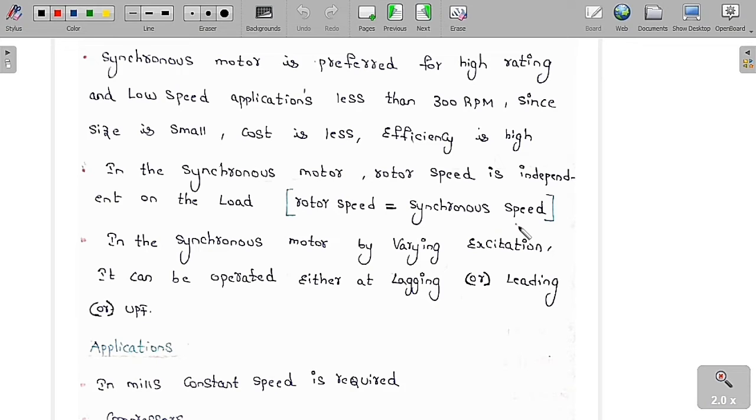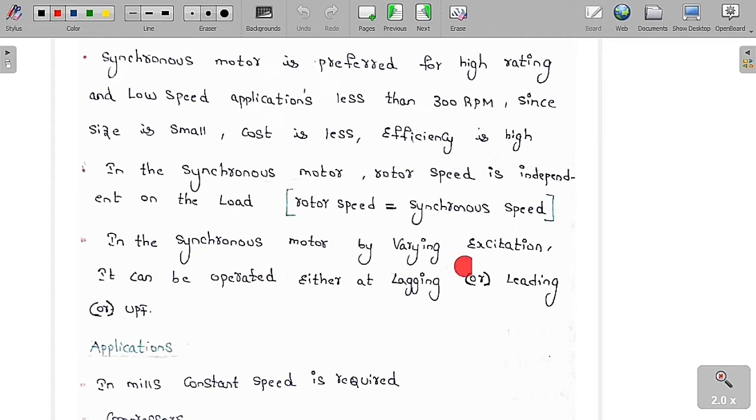But for the synchronous motor, no matter whatever the load, the rotor speed is always constant, equal to synchronous speed. So this is a very, very basic difference between the synchronous motor and the induction motor. For the induction motor, as the load increases, the speed will decrease. Whereas for the synchronous motor, whether you increase the load or decrease the load, it is going to rotate with only the constant speed, which is called synchronous speed. So in a synchronous motor, the rotor speed is independent of the load variation.